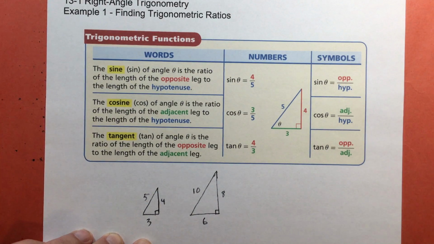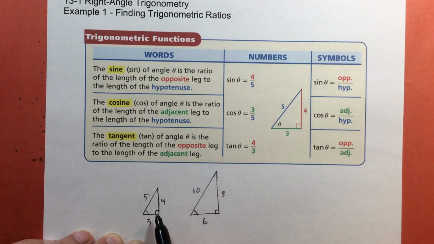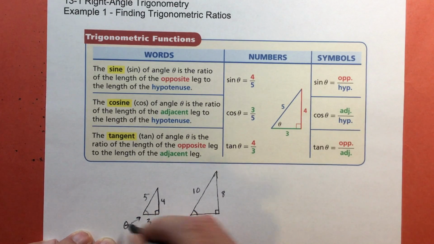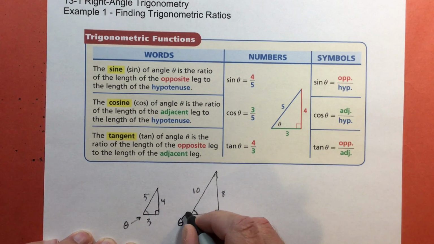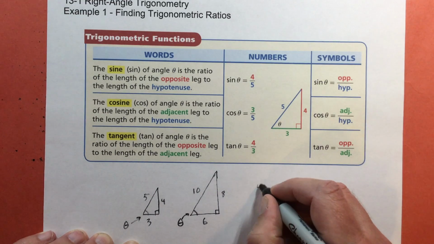Why is that important? Because if I take, for example, here's my theta again, and these two are similar, so the angles are the same. If that angle is theta, then so is that angle. Because they are similar, there's a whole bunch of geometry here that I'm trying to squeeze into this video. So if I find the opposite over the hypotenuse for theta, that's 4 over 5.